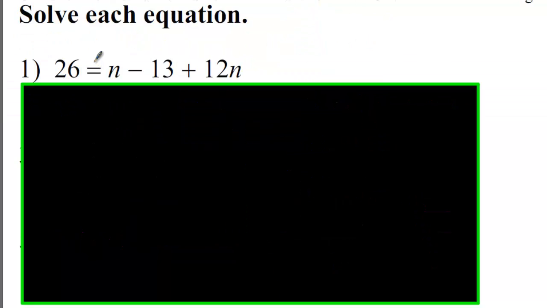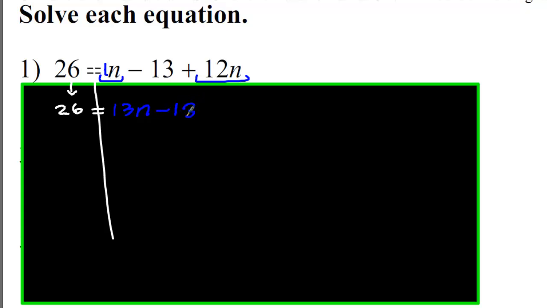So first, number 1 is, alright, 26 is just 26. You can't do anything to 26, you just rewrite 26. Alright, and then we have something in, there's nothing in front to assign a 1, right? So we can put 1n and 12n together. So 1 and 12 is 13n minus 13.